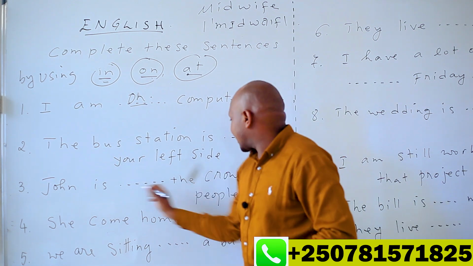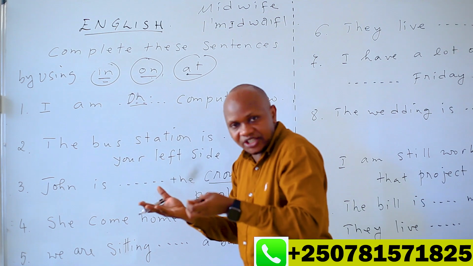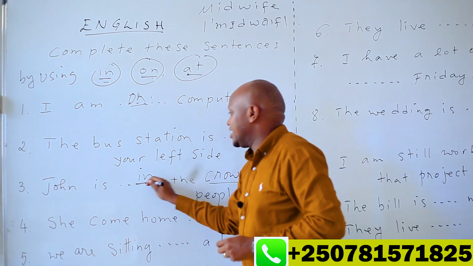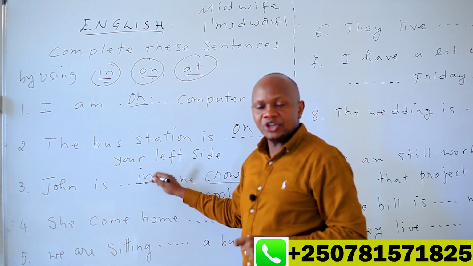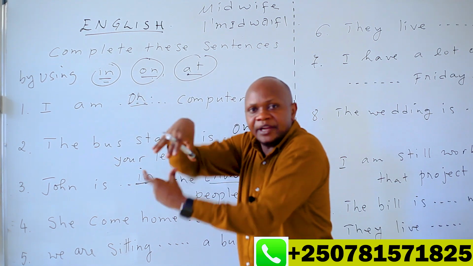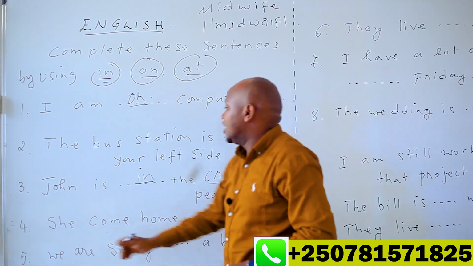Uzavuga uti crowd means ikivunge, mu mbaga, mu bantu benshi. Yes, John is in the crowd of people. John arimo nyine, abarimo imbere muri icyo kivunge. You are going to use in English language.